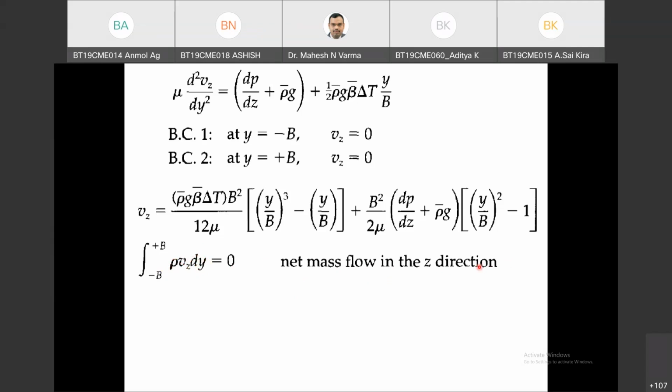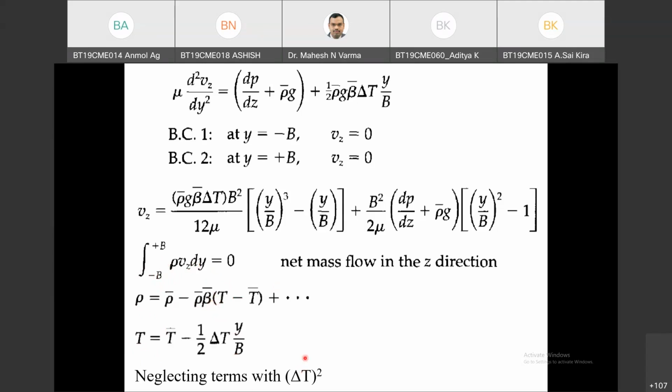And this density, we write the variation of density in terms of how it is changing with the temperature, using average density and coefficient of volume expansion. You can substitute the coefficient of volume expansion here, and this is the definition. This is substituting the temperature profile, how temperature is varying with respect to y, and neglecting all the terms with the delta t square.